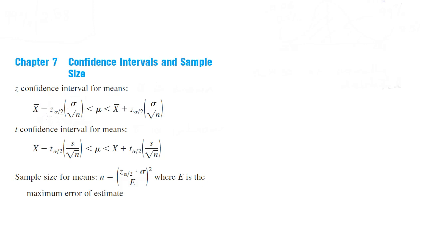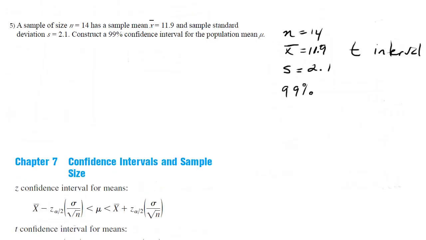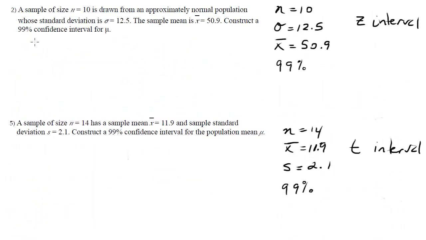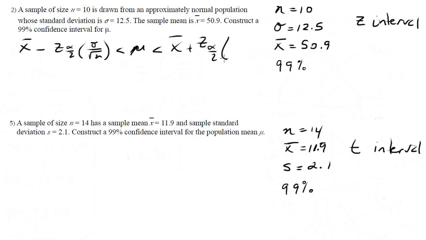The difference is, for the z-confidence interval, we use z alpha over 2 values, and we use the population standard deviation. For the t-confidence interval, we use t alpha over 2 values, and S for our sample standard deviation. Okay, so let's write the formula out here. We have x bar minus z alpha over 2 times sigma divided by the square root of n, that's the left side, is less than the population mean, which is between these two values, x bar plus z alpha over 2 times sigma divided by the square root of n.